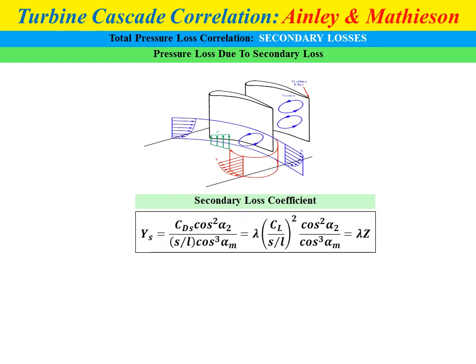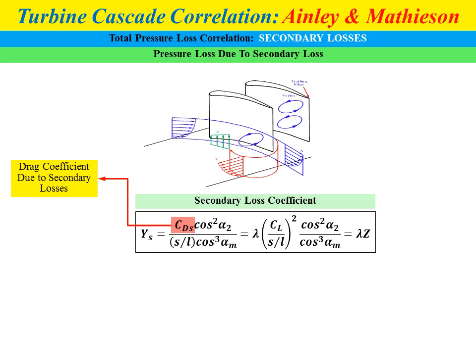Okay, so the secondary loss coefficient proposed by Ainley and Mathieson for the turbine is represented by the symbol YS, where YS equal to CDS multiplied by cos squared alpha 2 divided by S over L, times cos cubed alpha m, equal to lambda multiplied by CL divided by S over L squared, multiplied by cos squared alpha 2 divided by cos cubed alpha m, equal to lambda Z.